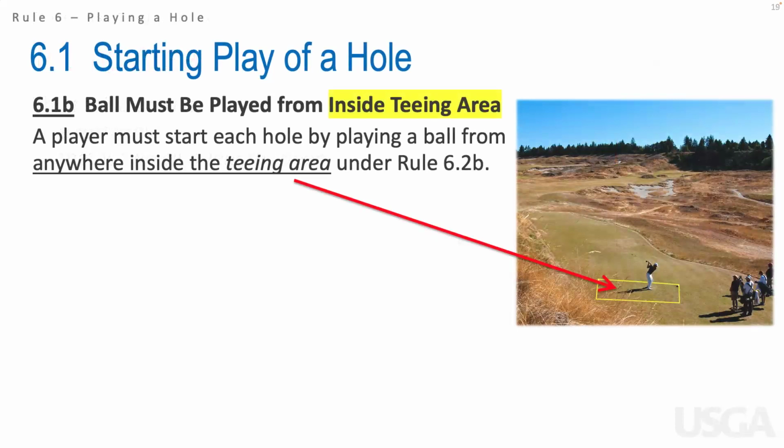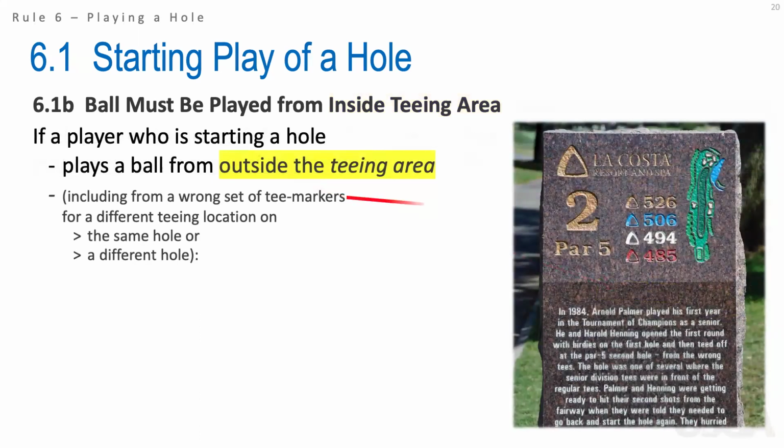So now we're getting into a different rule. Like I talked about, this is another affiliated rule. Rule 6 is about playing a hole. So in 6.1, it's going to tell us the ball must be played from inside the teeing area. It can truly be anywhere inside that rectangle, but for the ball to get activated and be in play, you're going to need to play from inside that teeing area.